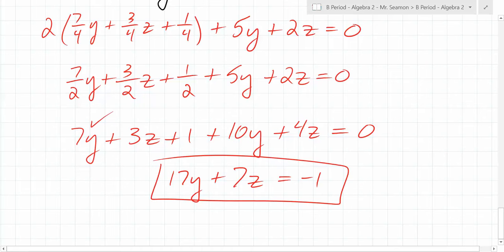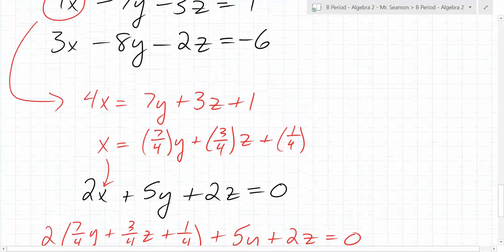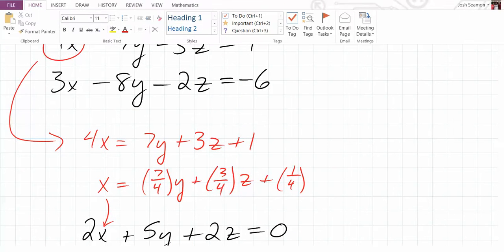So there's 17. There's 7, and then we move the 1 over to the other side right there. So we have the first simplified one. So what I'd like you to do now, I'm going to circle it here. I would like you to do the same thing, everybody.